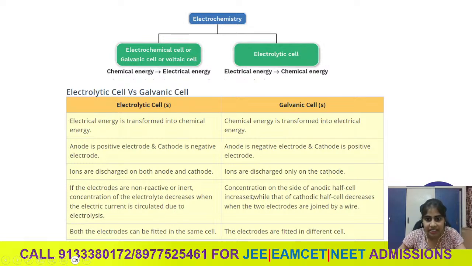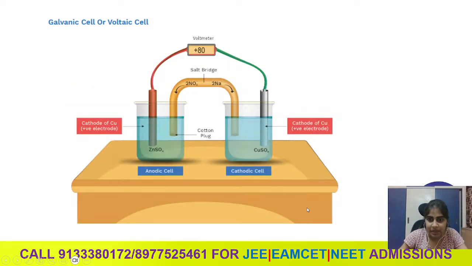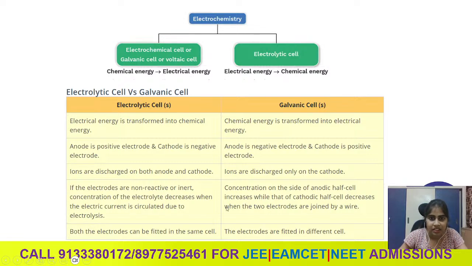What happens in the galvanic cell? The concentration on the side of the anodic half cell increases while that of the cathodic half cell decreases. As you can see, ions are discharged at the cathode. So the anodic half cell concentration will increase and that of the cathodic half cell will decrease when those two are connected by a wire. You can clearly see this when we study these cells in depth.